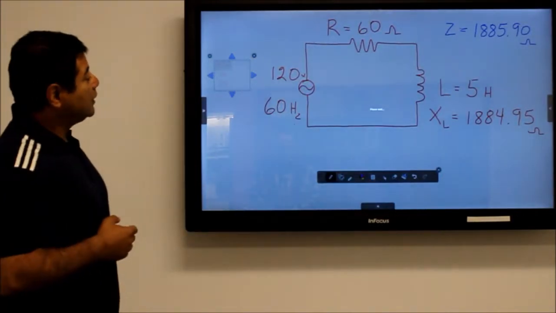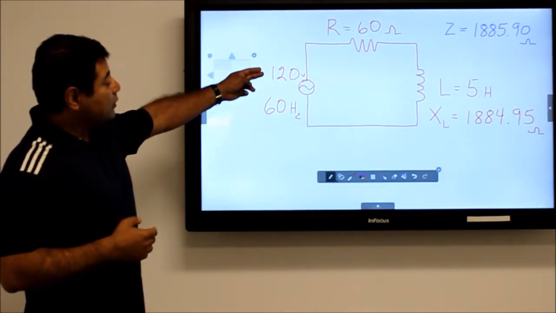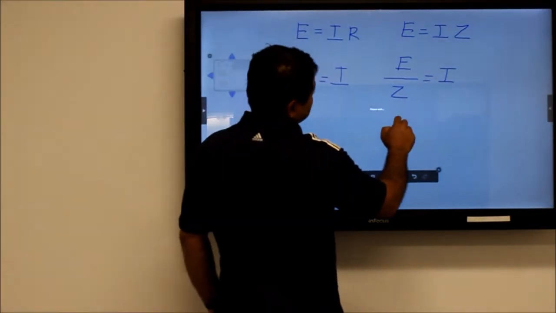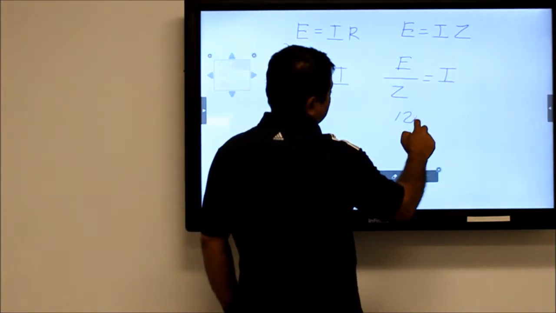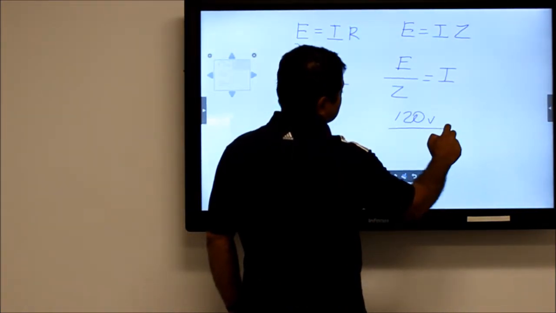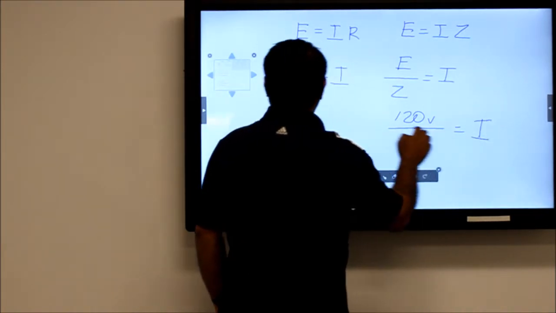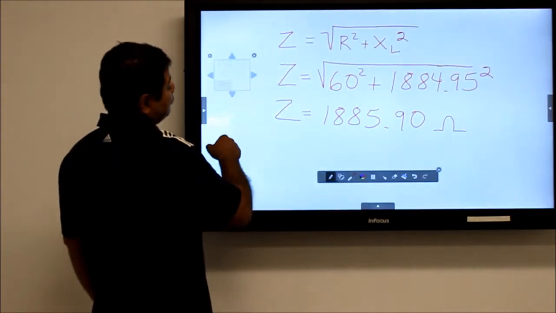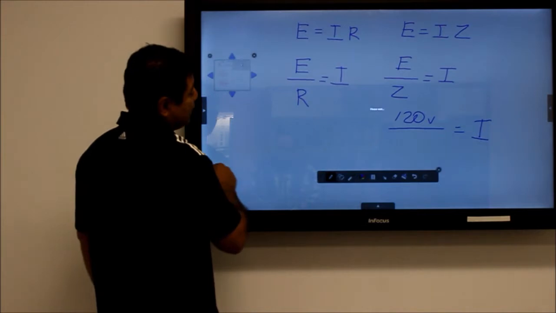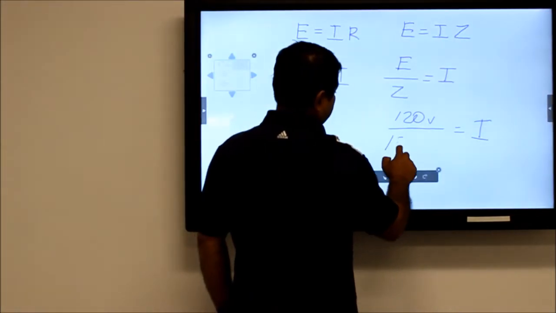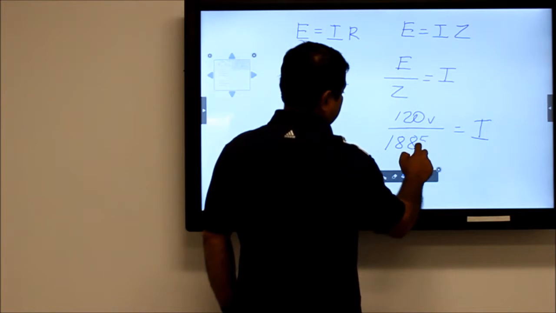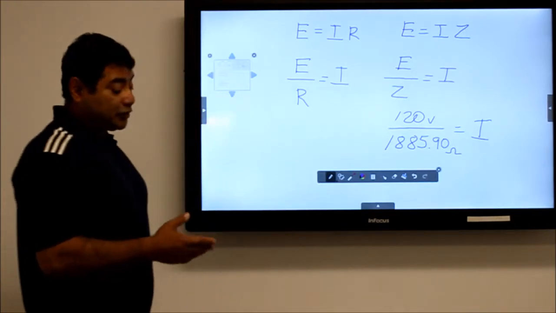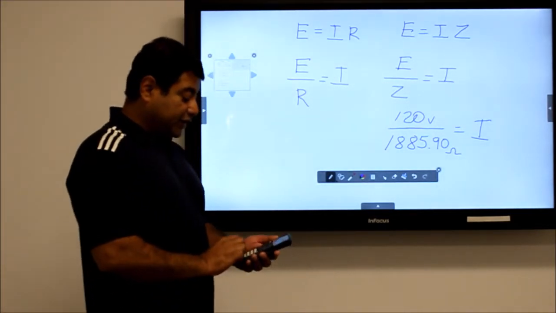We go back to the circuit, and here we have the voltage for the entire circuit, which is 120 volts. So let me replace that. 120 volts. And now I need my impedance, which was 1885.90. So I'm going to substitute that. And as you can see, it's a very simple division. So let's get our handy dandy calculator.